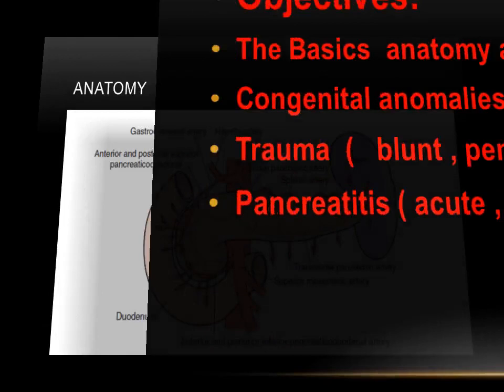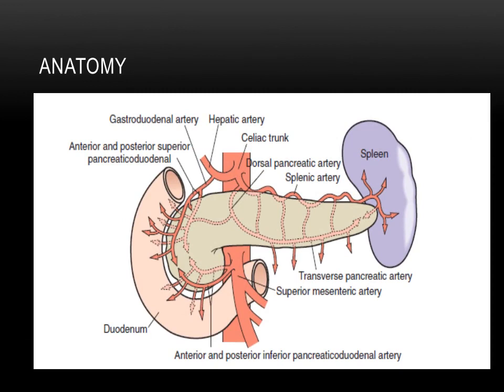Number three, the tail is closely related to the spleen. The head is closely related to the duodenum. This anatomical position explains many symptoms with which the patient can present in pancreatic disease. For example, the pathognomonic presentation of pancreatic disease is backache. Why? Because it is retroperitoneal and the pain is referred to the back.